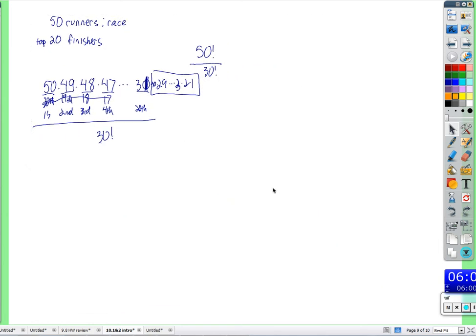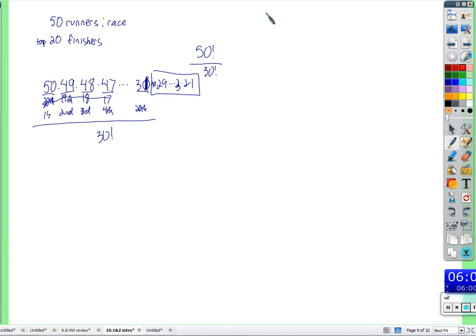Leave this up there so you can see. I'm going to put up basically the same question with different numbers. See if you can follow the example that we have. Wait, so would your answer be 50 factorial over 30 factorial? Yeah. Well, you do it, right? You put in your calculator 50 factorial divided by 30 factorial, whatever the number is.